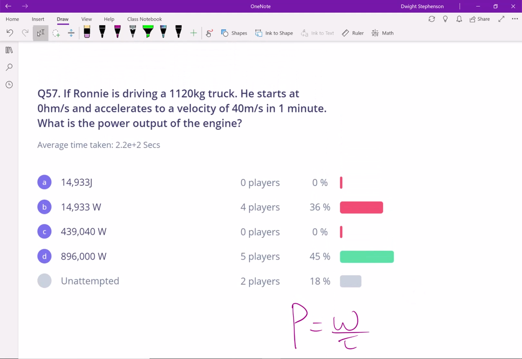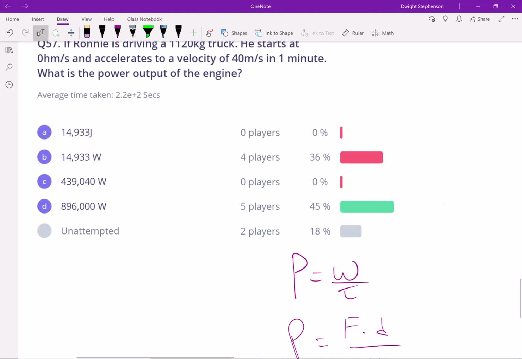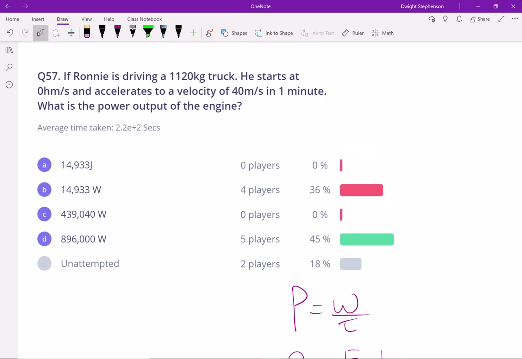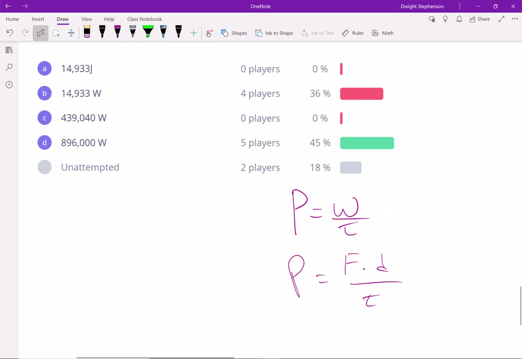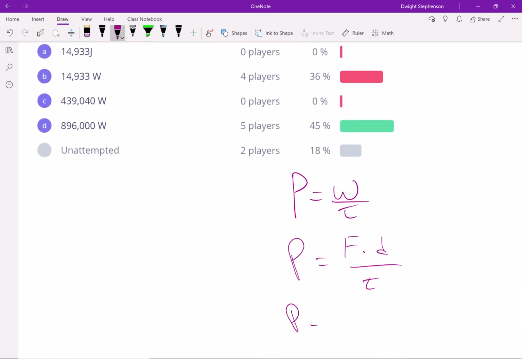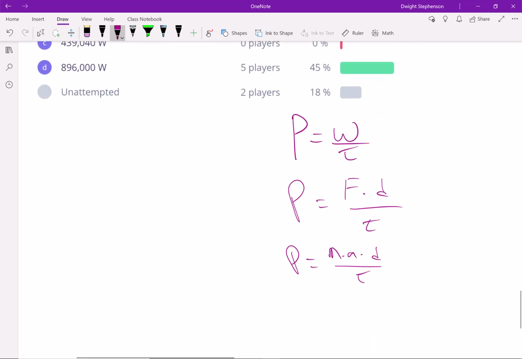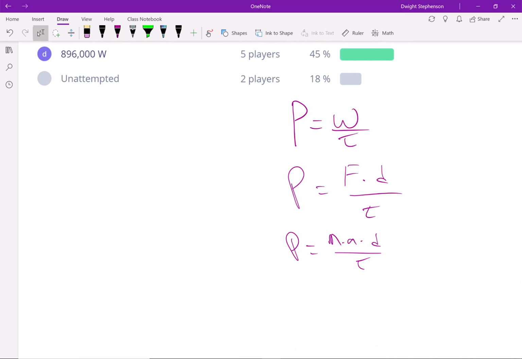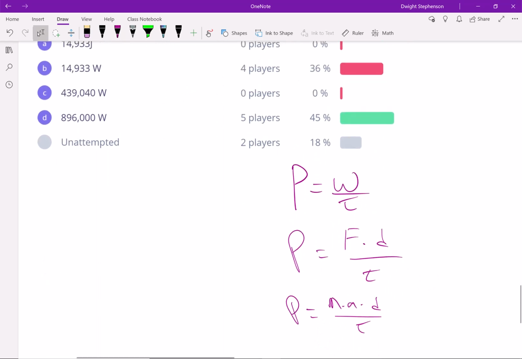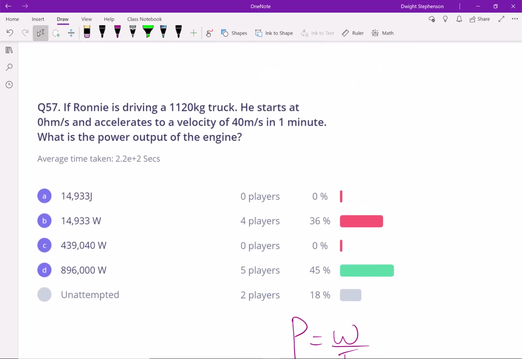So let's just start with some things. We know that force is also mass times acceleration. So we could convert power into this equation, mass times acceleration times displacement. This might need to be converted into something else in a second. So let's just put in what we know.